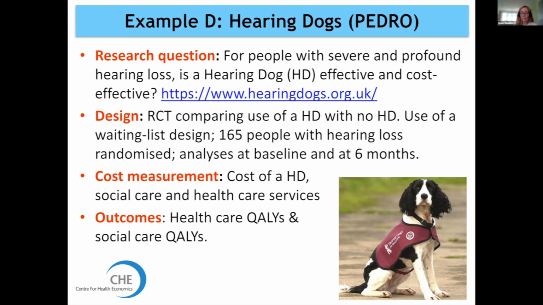In terms of costs, we calculated the cost of a hearing dog. We took a health and social care perspective, so we looked at the social care services and their costs used alongside the hearing dog, as well as healthcare services. We compared that to the social care and healthcare service usage by the waiting list group. There are a whole host of outcomes that we looked at, and I'll tell you a bit more about those in a minute. But the main ones that we used for the economic evaluation were social care QALYs. Martin talked a bit about that earlier, and also healthcare QALYs.